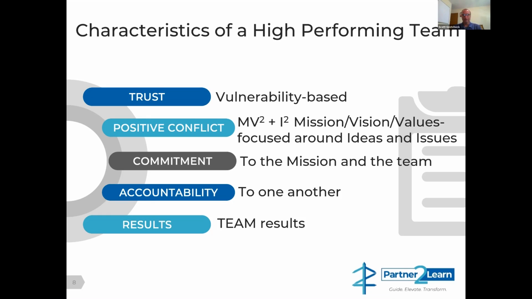We're going to talk about those 5 essentials of a team, being trust, and that's vulnerability-based trust. What does that mean? Positive conflict: every team must have positive conflict. Every team must have conflict, period. And positive conflict is what you're looking for, and that's centered around a formula that we've developed called MV squared plus I squared, which stands for positive conflict being about mission, vision, values, focused around ideas and issues.